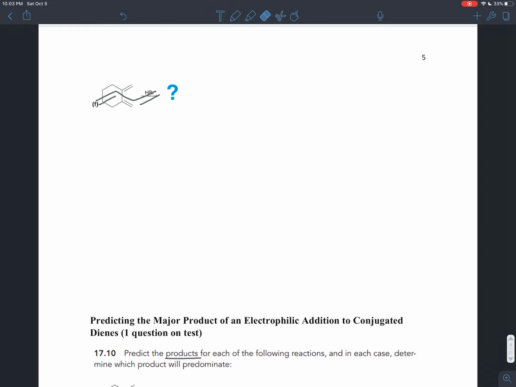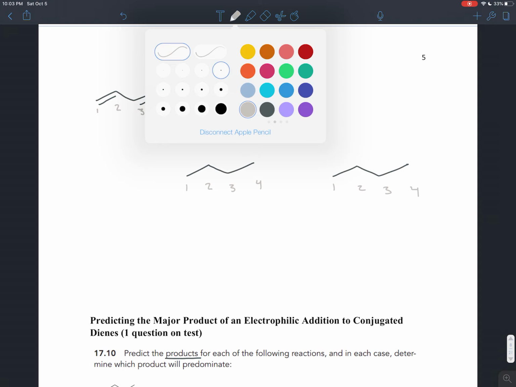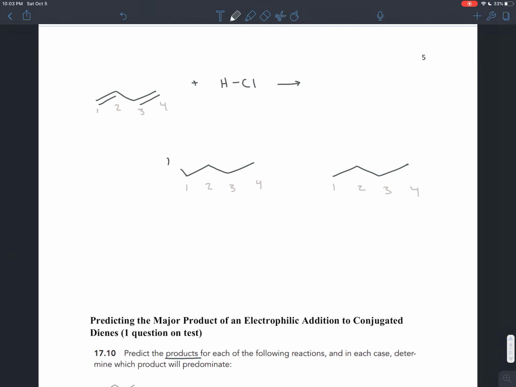So let's say we have 1,3-butadiene, and we're adding HCl to that. Well, there are two products we can get. We can get the 1,2 product, or we could get the 1,4 product. So you could number that conjugated system, and we can number each of the carbons in our product. For the 1,2 product, you'd add the hydrogen to carbon number 1 and the halogen to carbon number 2, in which case the pi bond between 3 and 4 stays the same.